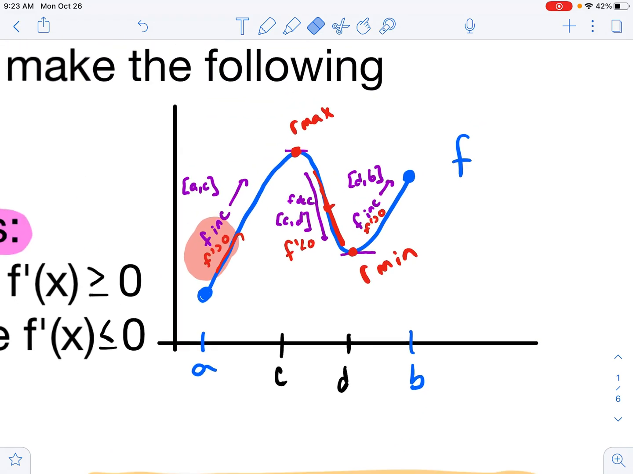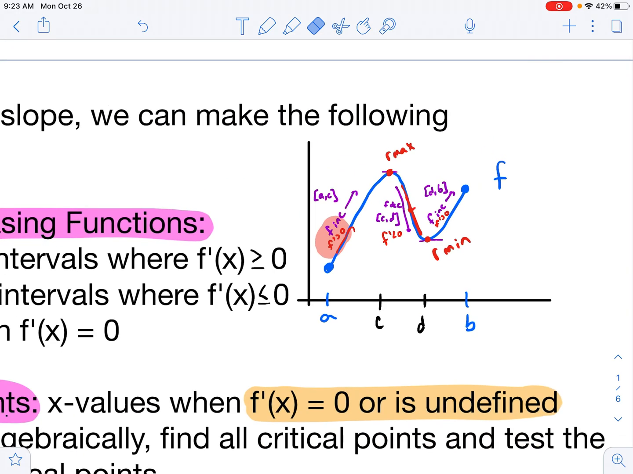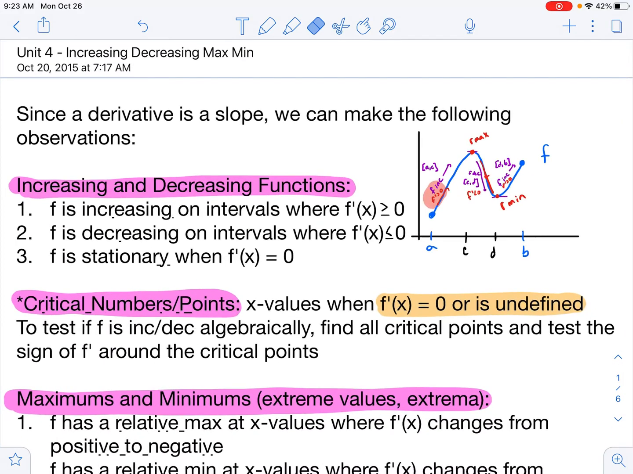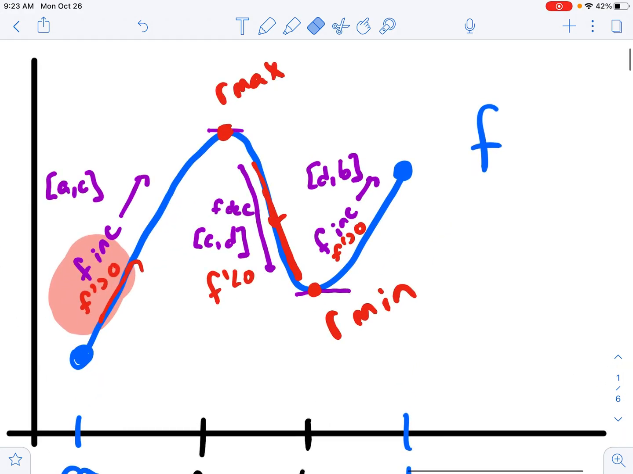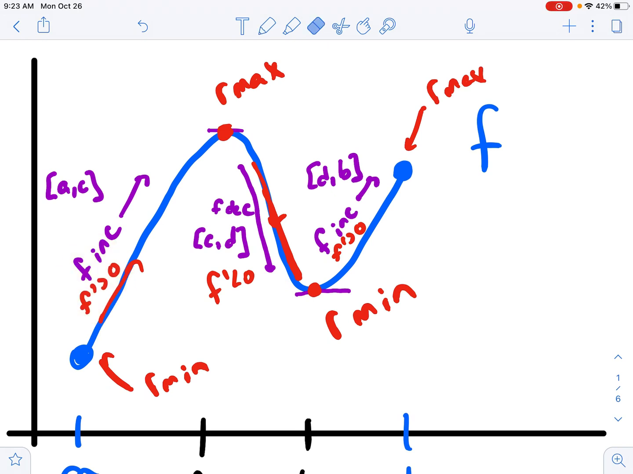So this is called the first derivative test, when we look at how the sign of the first derivative changes and how that gives us maxes and mins. When you're working with closed intervals, endpoints can also be relative maxes or mins. So in this example, I have a relative min on the left side and a relative max on the right side, only because this is on a closed interval.